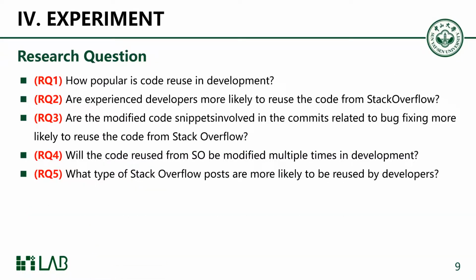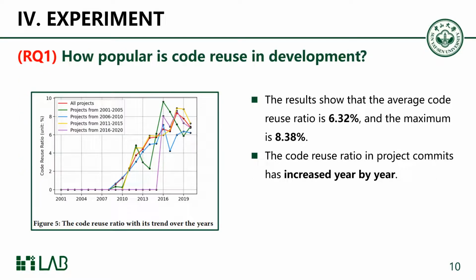Okay, now we move to the part of experiment. Our experimental analysis mainly focuses on the following 5 research questions. Research question 1 is how popular is code reuse in development? For the exploration of whether the code reuse ratios of projects will change over the years, we calculate the code reuse ratio of each project in different years based on the clone detection results in the previous step, and then summarize to obtain the average ratios of all projects in each year.